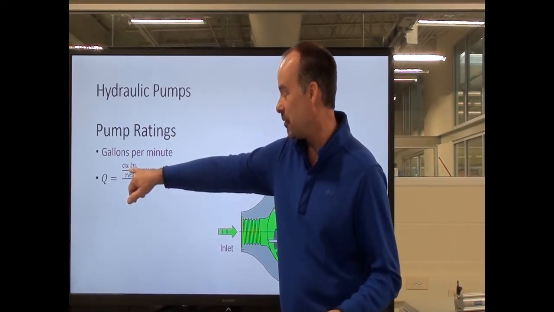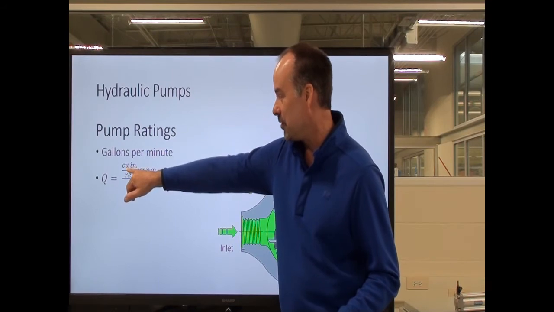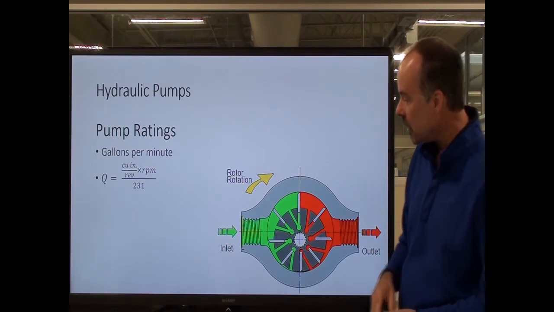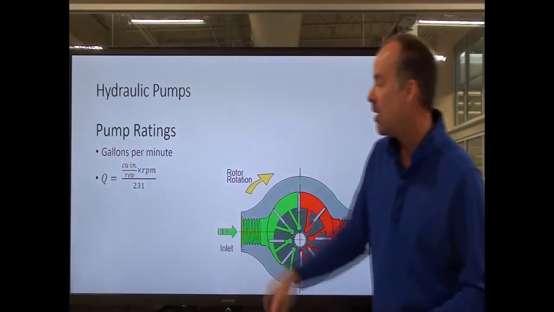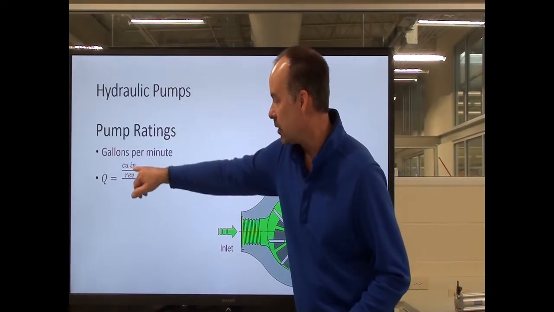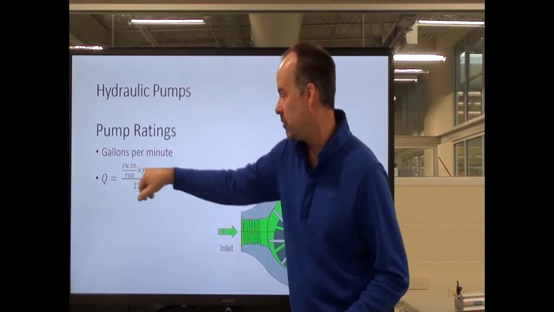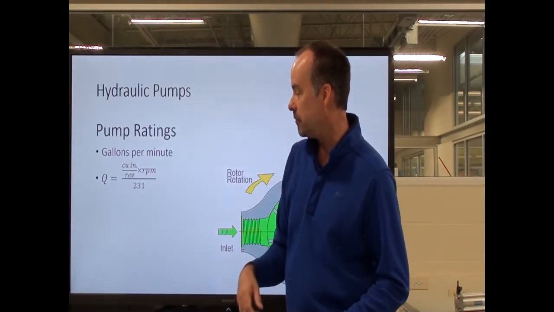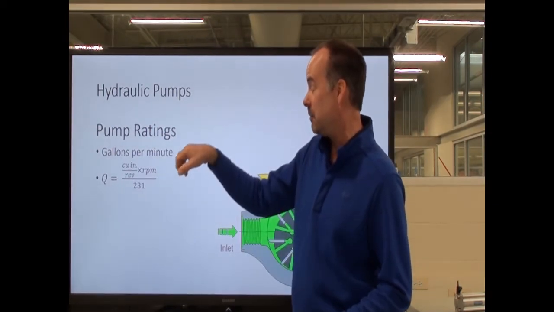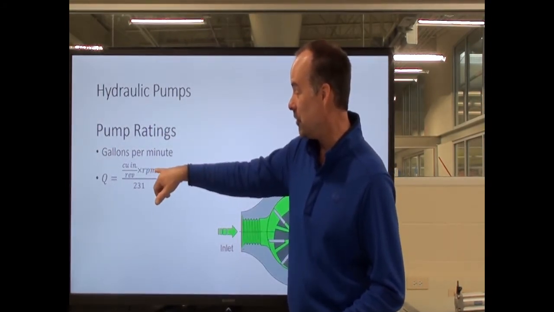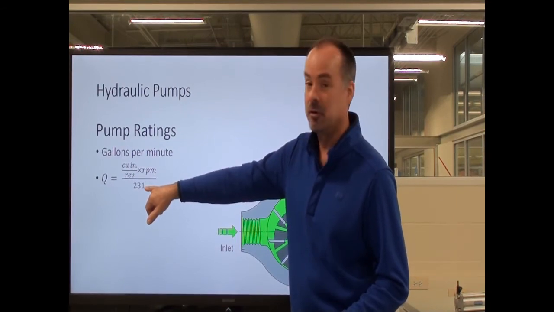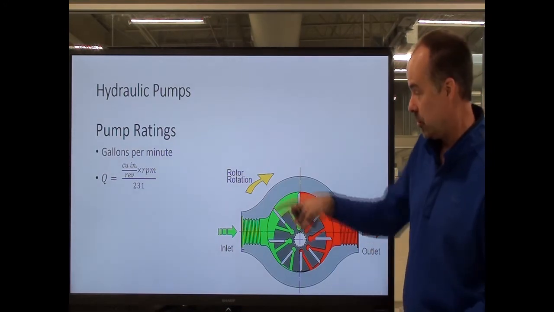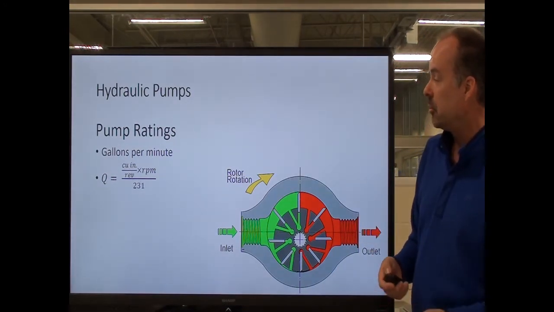The cubic inches per revolution, we're going to move this amount of fluid for each revolution times the number of revolutions per minute. And then this 231 is just a constant. Once you do this part of the equation up here, you're finding out how many cubic inches of fluid you're moving in a minute. And when you divide this by 231, you're just converting it from cubic inches to gallons. So the 231 is just a constant. So let's do an example here.